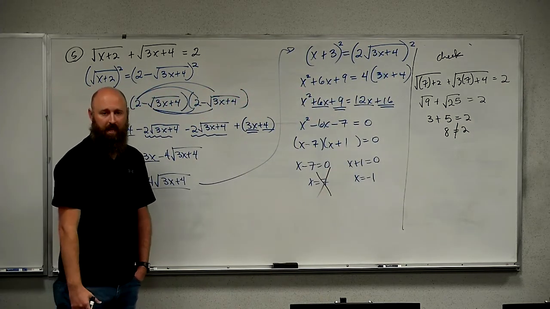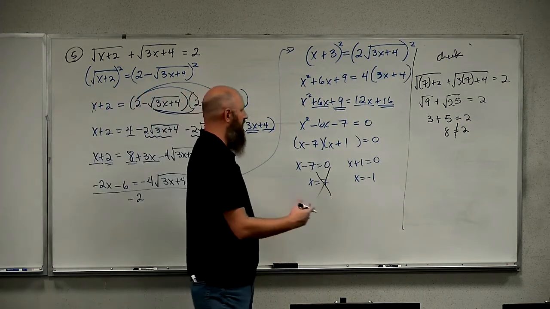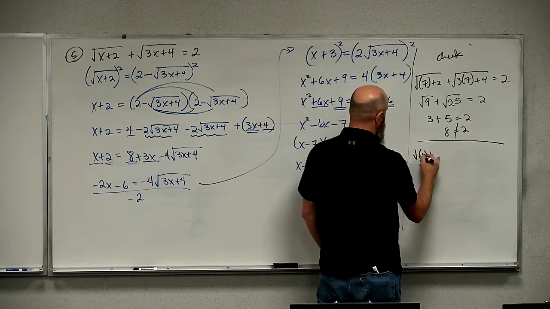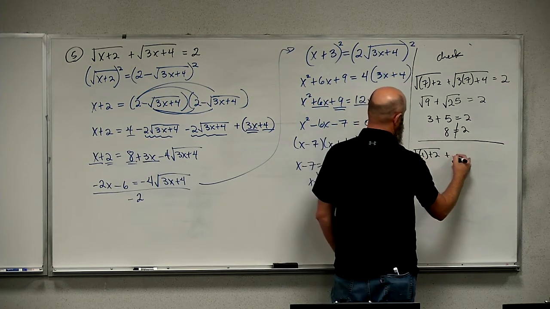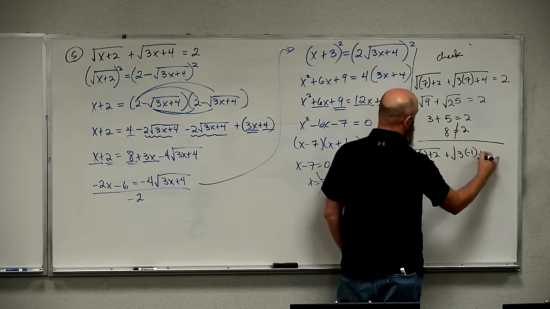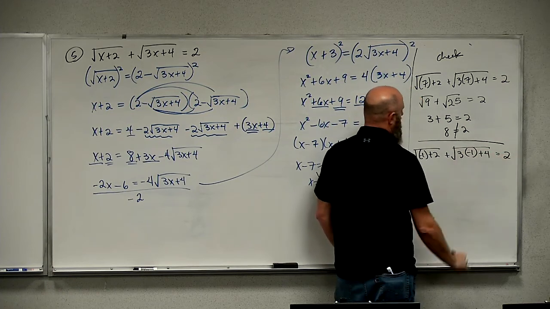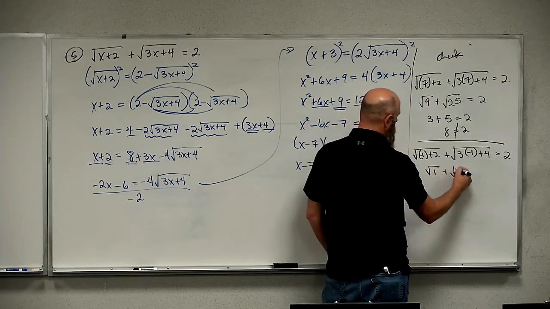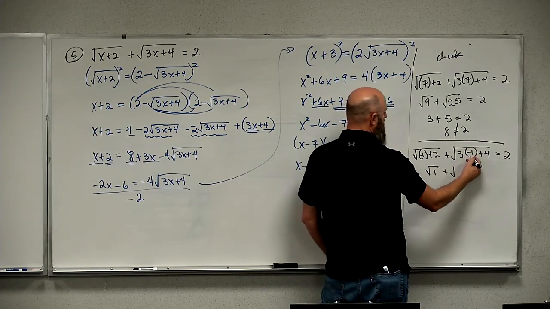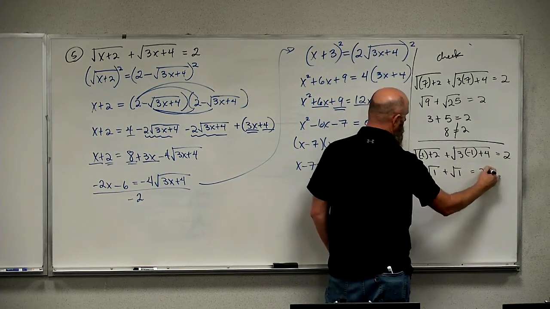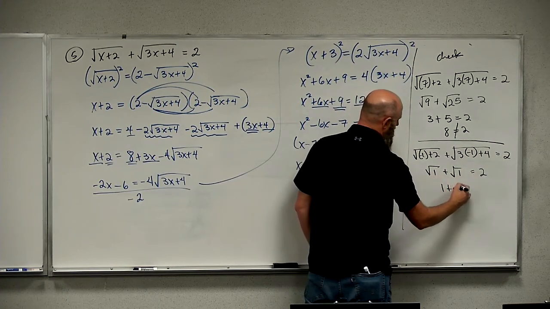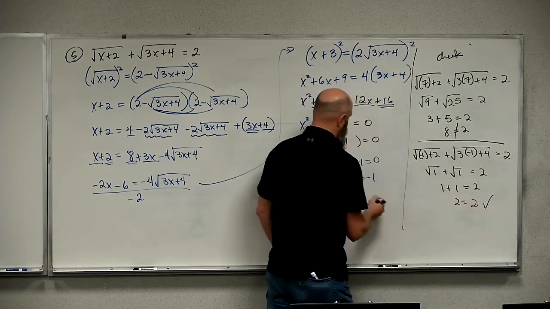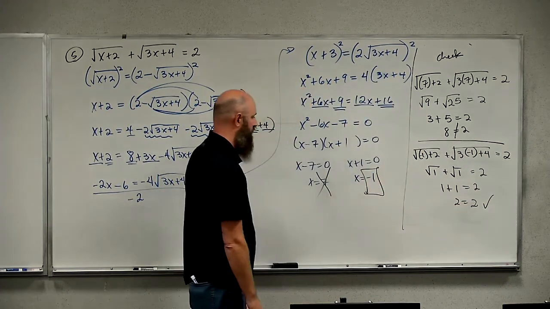Now, we can't assume that the negative 1 automatically works. So we have to check that. And so we have the square root of negative 1 plus 2, plus the square root of 3 times negative 1 plus 4, does that equal 2? So negative 1 plus 2 is 1. 3 times negative 1 is negative 3, plus 4 is also 1. The square root of 1 is 1, plus 1, so 2 does equal 2. So that is good. So our answer is negative 1.